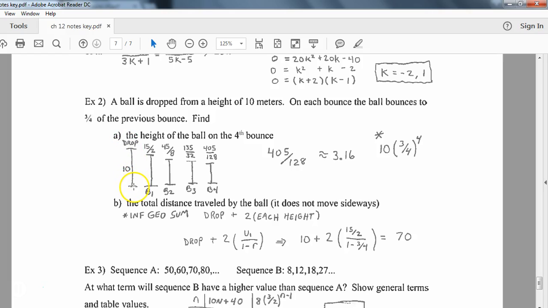But it's going to drop, and then it bounces, and they would consider this the height of the first bounce, or the height after the first bounce, or on the first bounce, is the way they might word it. And so then it's going to bounce again, and this would be the height on the second bounce, or after the second bounce. This would be the height on the third bounce, and then here we have the height on the 4th bounce, or after the 4th bounce. And again, I just used the pattern of 3/4 to get to this stage.